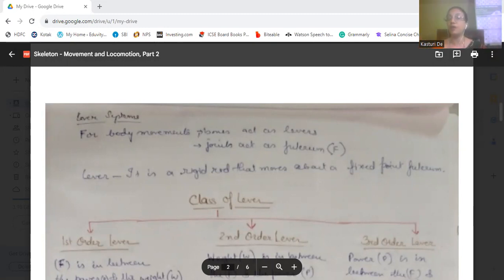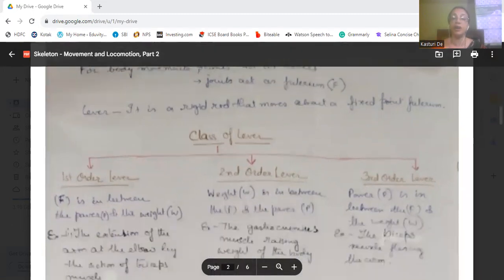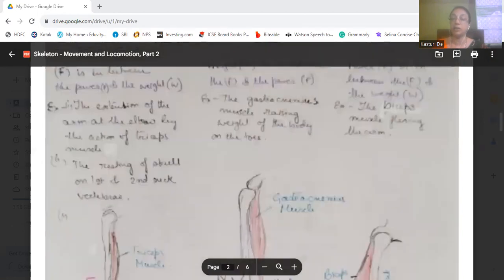We know in our physics chapter we have studied that there are three classes of lever: first order, second order, and third order. In the first order, the fulcrum is between the power and the weight. In the second order, the weight is between the fulcrum and the power. In the third order, the power is between the fulcrum and the weight.